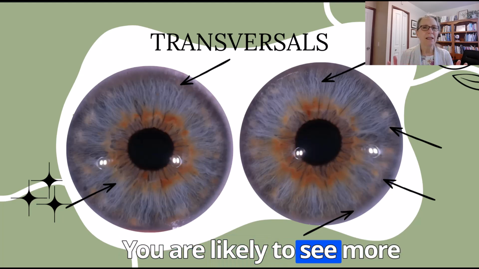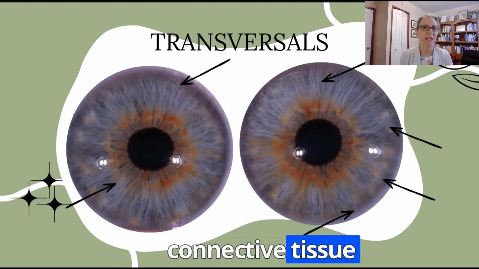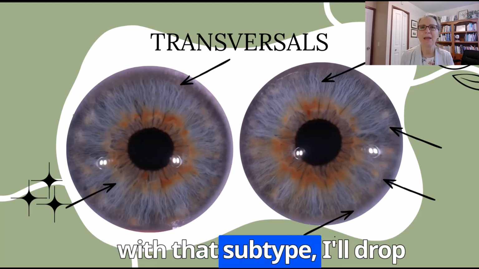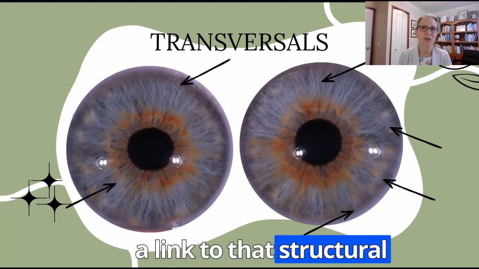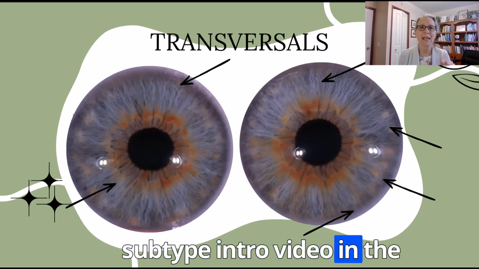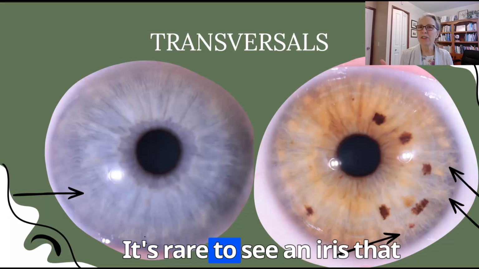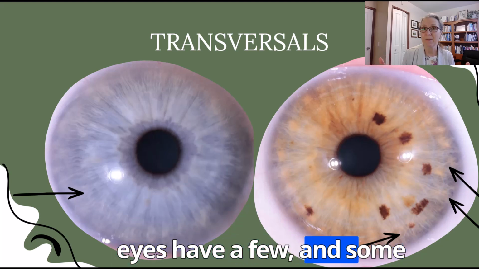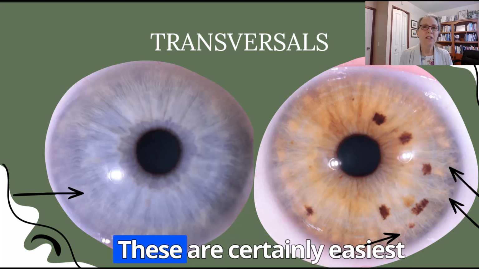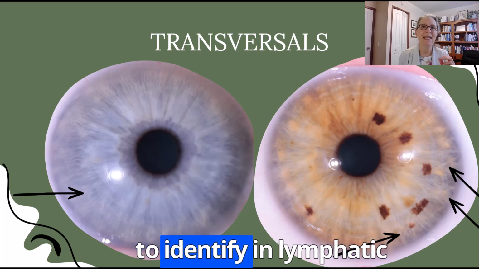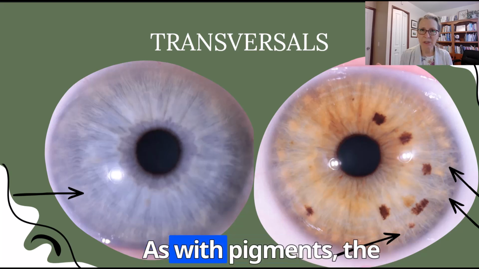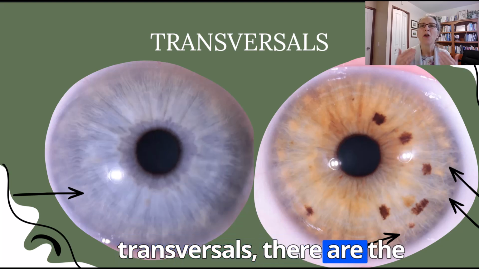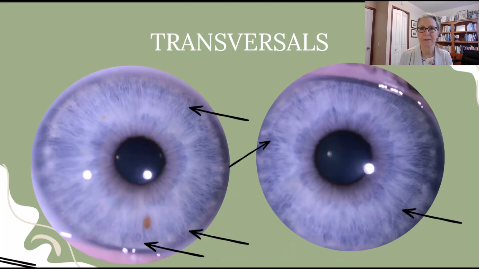Transversals can be found in every structural subtype. You are likely to see more transversals in the connective tissue structural subtype. In case you're not familiar with that subtype, I'll drop a link to that structural subtype intro video in the comments. It's rare to see an iris that has no transversals. Some eyes have a few, and some eyes have many. These are certainly easiest to identify in lymphatic irides. As with pigments, the general rule is the fewer transversals there are, the more important each one is.